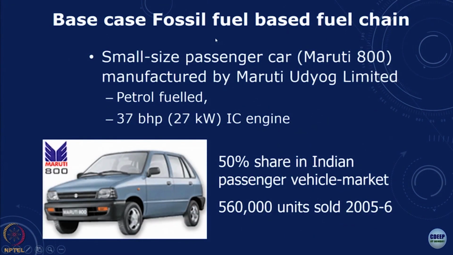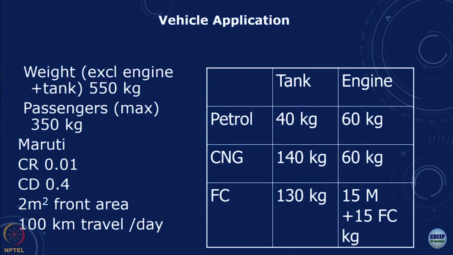We'll take an example with a small size passenger car, the Maruti 800, petrol fueled, 37 bhp brake horsepower, which comes out to 27 kilowatt. This was the largest chunk of the Indian passenger market in 2005-2006. Today that share would be lower because you have other models, but just to give you an example, this is an example we had done some time back. You can make this a basis.